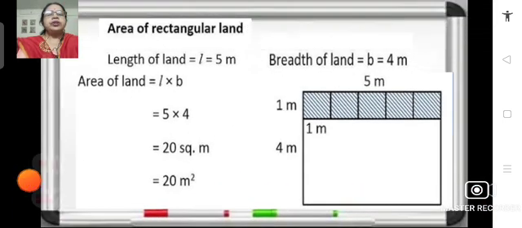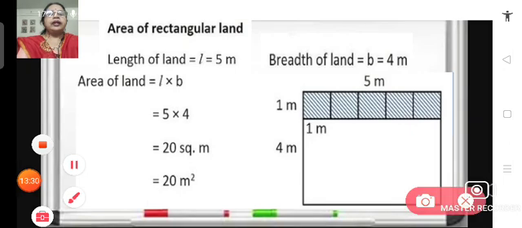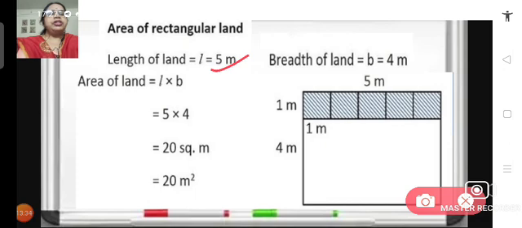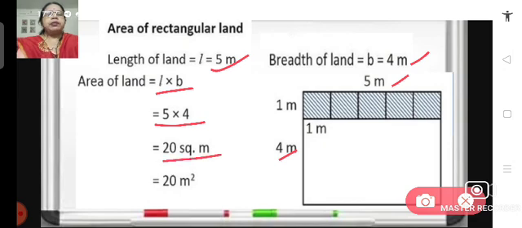Let's first find out the area of the rectangular land. We have the length of the rectangular land as 5 meters, isn't it? And breadth as 4 meters. So what will be the area of the land? It will be length into breadth, that means 5 multiplied by 4. So 20 square meters or 20 meters square is the area of the rectangular land.